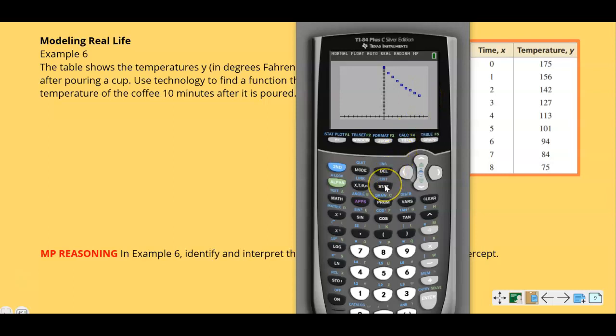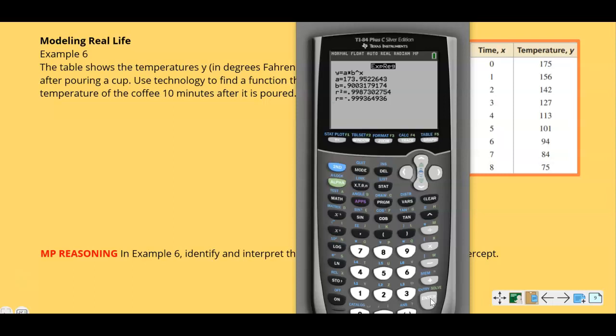All right, so let's go back to stat now that we've looked at the scatter plot. And let's do calculate, and let's see what happens. Scroll down till you find exponential regression. There it is, EXP-REG, so hit enter. And we're going to pull from L1, L2, and yes, we want to calculate. So this is going to be our exponential equation.